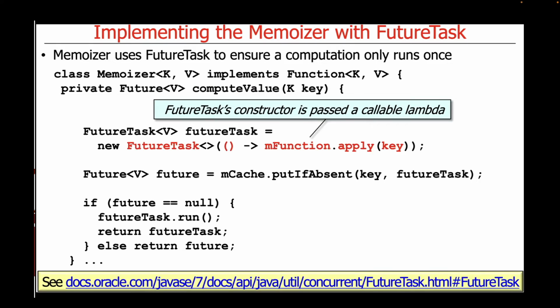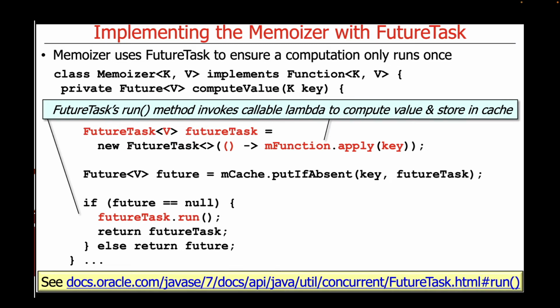And this is really, really cool. So what it does is it goes ahead and makes a new future task, and the future task is going to have a callable. That's what this lambda expression says. It's a lambda callable. And it says, go ahead and apply the function to the key and get a value back and store that value in the future task. So remember, this is a lambda, so that means it doesn't actually run yet. It's just saying when this thing runs, that's what I want you to do.